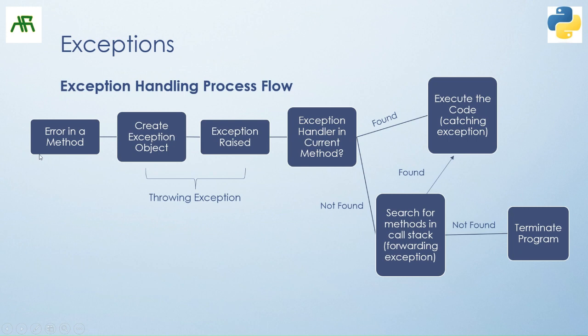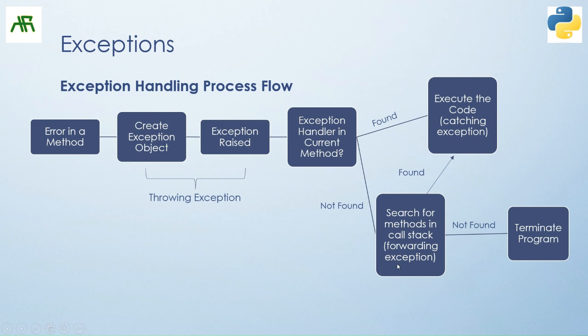First, an error occurs in a particular method and the interpreter creates an exception object and hands it over to the runtime system for finding out if there is a handler coded somewhere. These two together are called throwing an exception. And the runtime system looks for a handler in the current method first. If there is a handler within the method that encountered the error, if it is found, execute the code, which is called catching the exception.